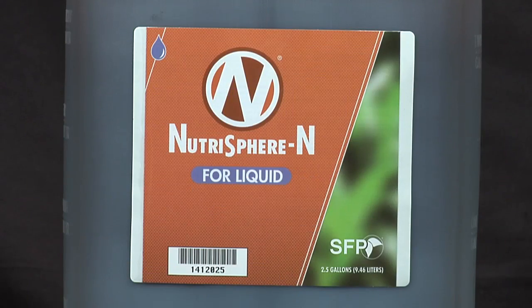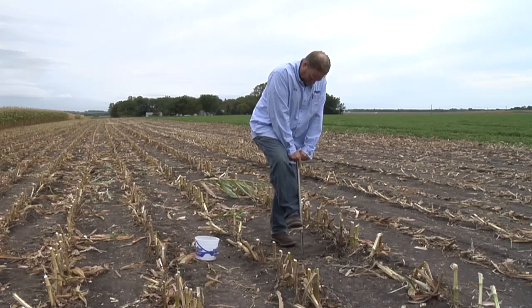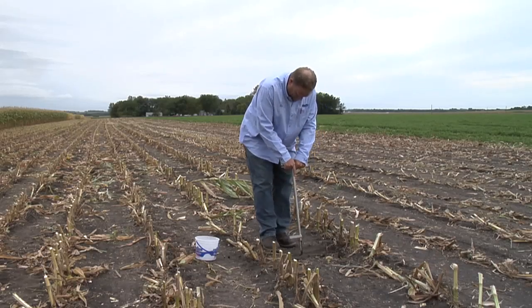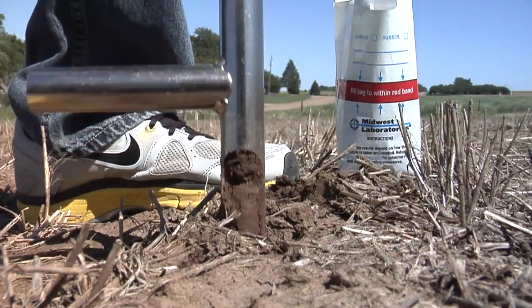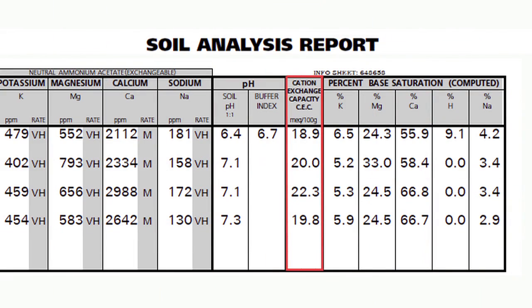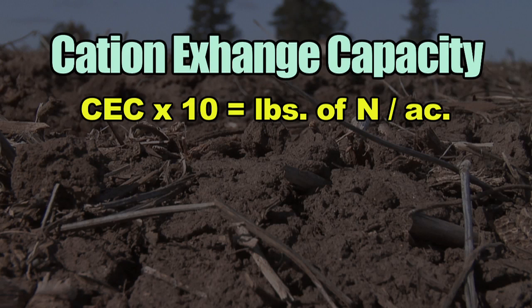But the good news here is there are nitrogen stabilizers. Before we get to that though, let's just first go back to the real basics here. You've got to know what your soil can hold in the first place. So look at your cation exchange capacity, make sure you're testing your soil for that, and take 10 times your CEC, and that will tell you roughly how much nitrogen your soil can hold at any one time.